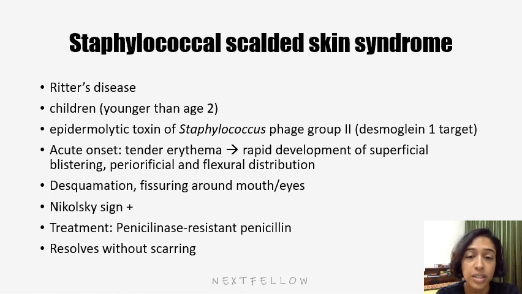So this is also known as Ritter's disease. It occurs in young children, and it's due to the epidermolytic toxin of Staphylococcus phage group 2, which attacks the desmoglein 1, which are the connections present within the epidermal cells. And the clinical presentation is a very acute onset tender erythema on the skin, and this rapidly develops to form superficial blisters. And these, as I showed you here, are periorificial and in the flexures. So these rapidly desquamate, and then it causes fissuring around the eyes and the mouth. So SSSS is another condition where you'll get Nikolsky sign positive.